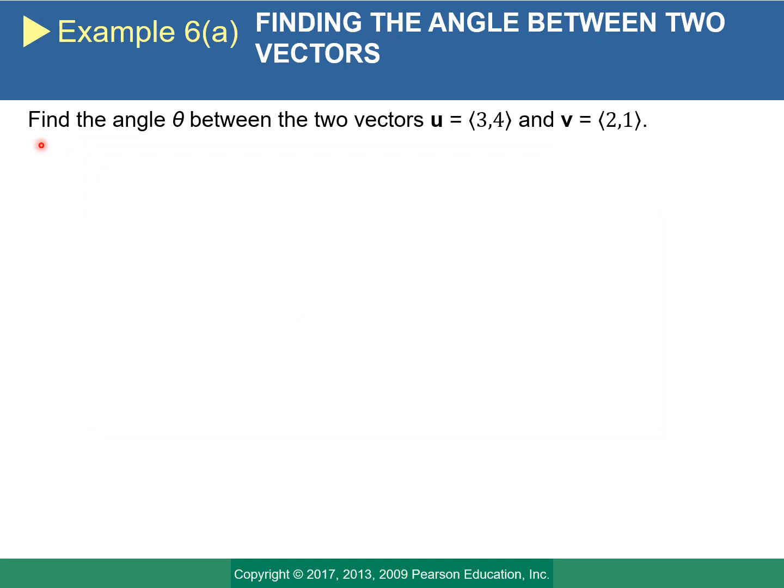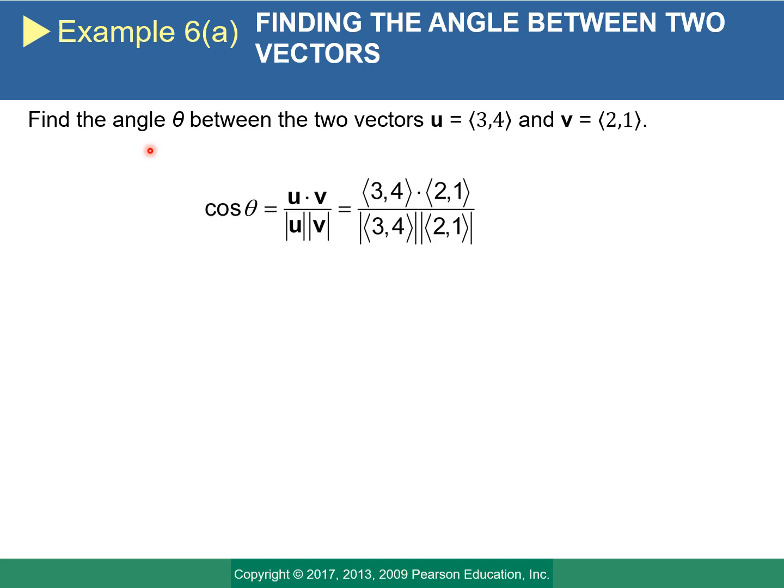So let's try this out. Find the angle theta between two vectors. U is (3, 4), and V is (2, 1). Now I can draw this and try to come up with the angle between them just by my drawing, but we have a formula we just discussed, so we're going to use that.